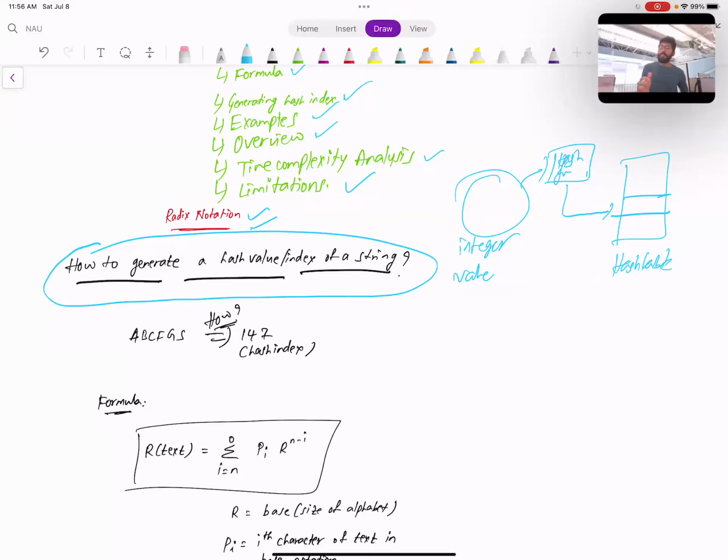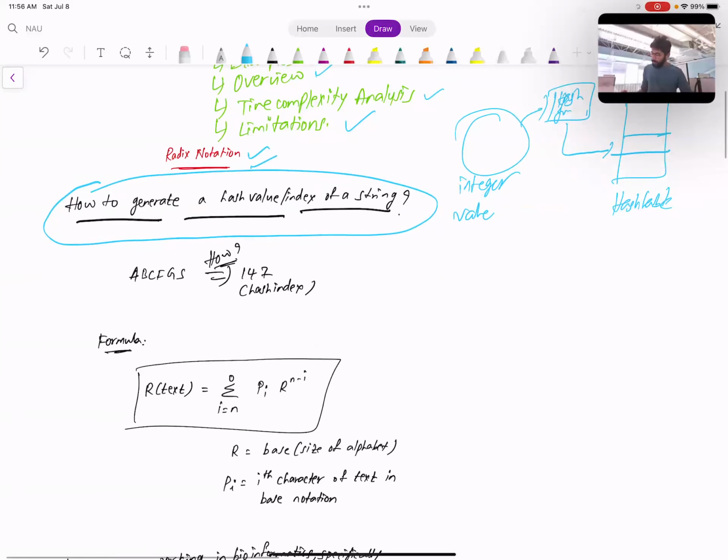There are so many methods for hashing strings and generating hash indices. One such method that we will be following is something called Radix notation. That's why we are using Radix notation here. So this would be our agenda. We have a string, and this is what we have to convert. Assume the hash index of the string is 147. This is just an assumption. Now how do we convert this? This is our agenda.